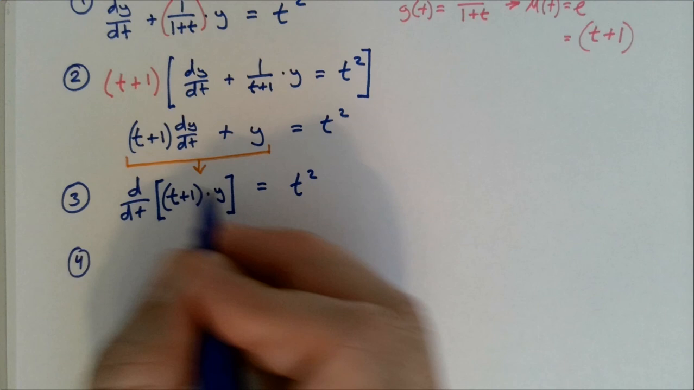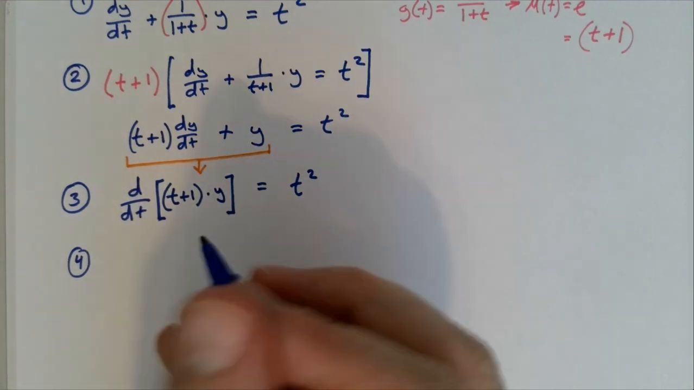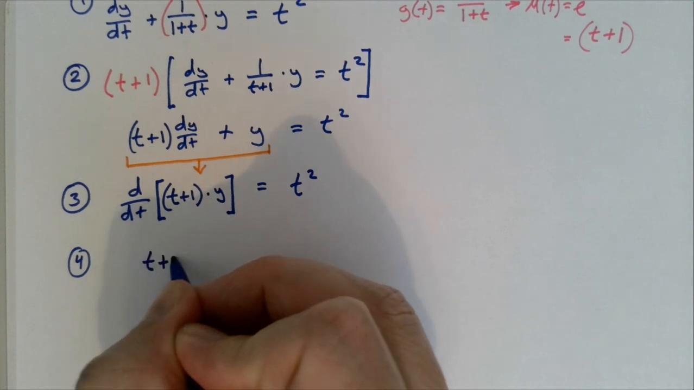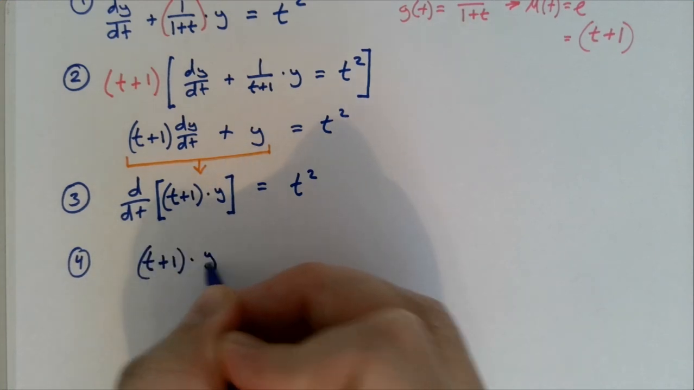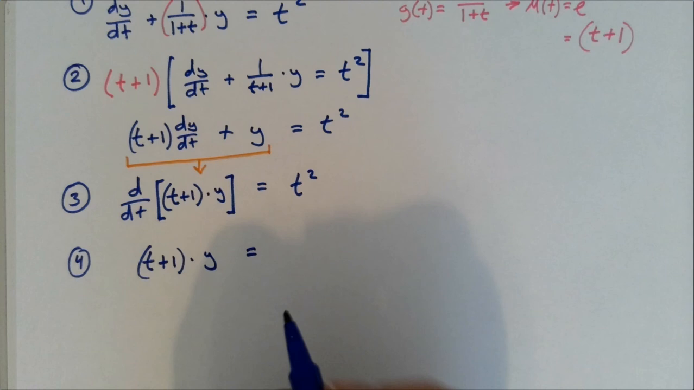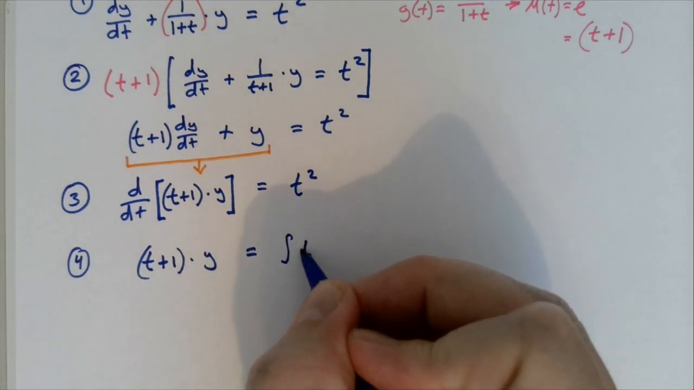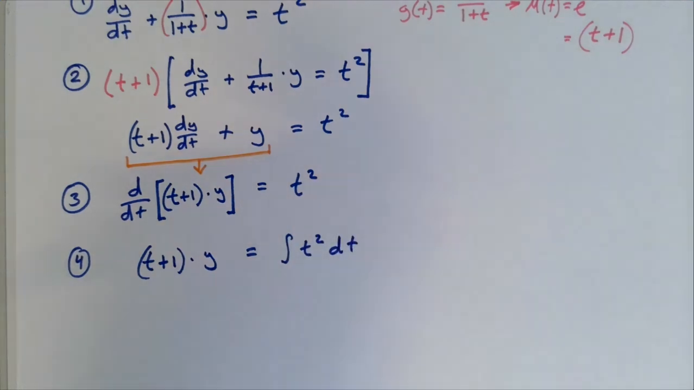And integrating the left side, the antiderivative and the derivative sort of undo each other, and we're just left with t plus 1 times y. And I'm not multiplying it through because I know I'm just going to divide by it anyways. The other side, I've got an integral now of t squared dt.